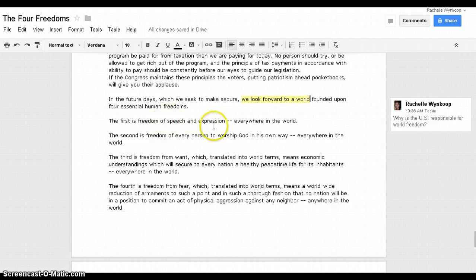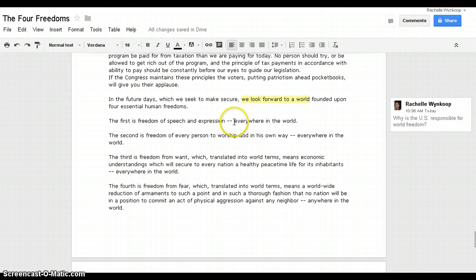"The first is freedom of speech and expression everywhere in the world. The second is freedom of every person to worship God in his own way everywhere in the world. The third is freedom from want, which, translated into world terms, means economic understandings which will secure to every nation a healthy peacetime life for its inhabitants everywhere in the world." So I'm going to stop here because I'm making a connection to FDR's text. He's giving us what he believes are essential human freedoms for everyone in the world. And he tells us this by emphasizing after each freedom that he discusses, everywhere in the world.